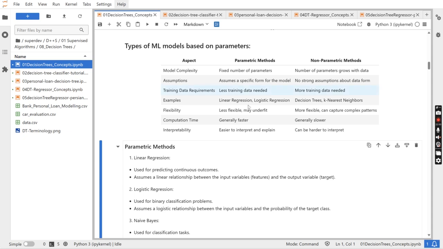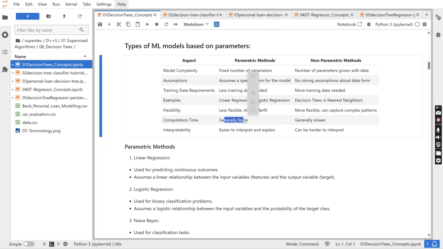Next, parametric methods are generally faster. Linear regression and logistic regression are faster, and decision trees are slower when compared to linear regression. Next is interpretability. There is some sort of interpretability in the linear regression model and parametric methods. Linear regression has its own feature importance method that I have not shown you. I will show you in upcoming feature engineering classes.